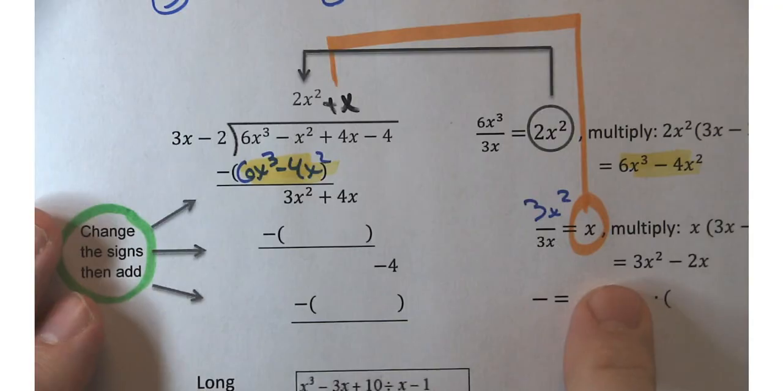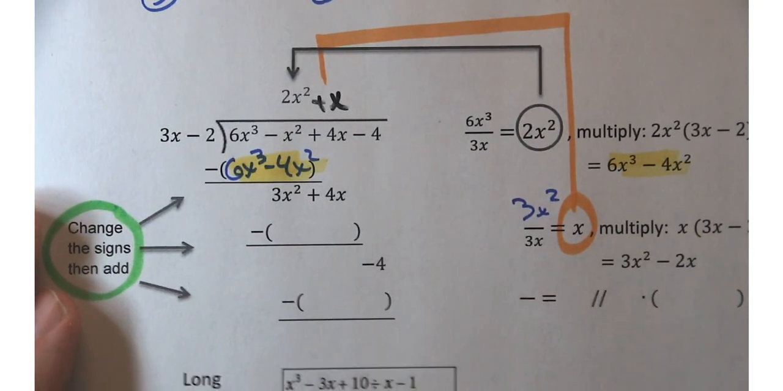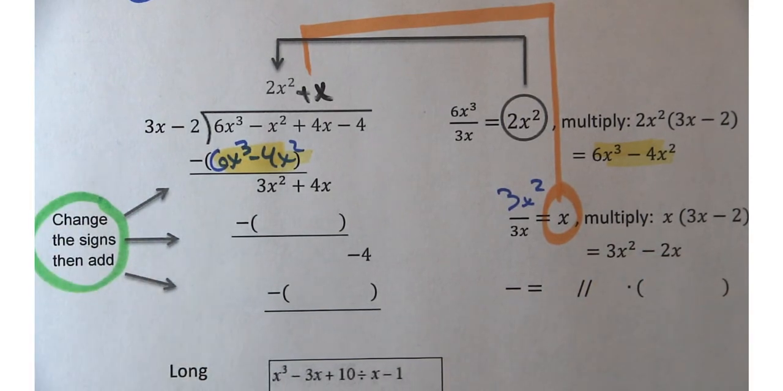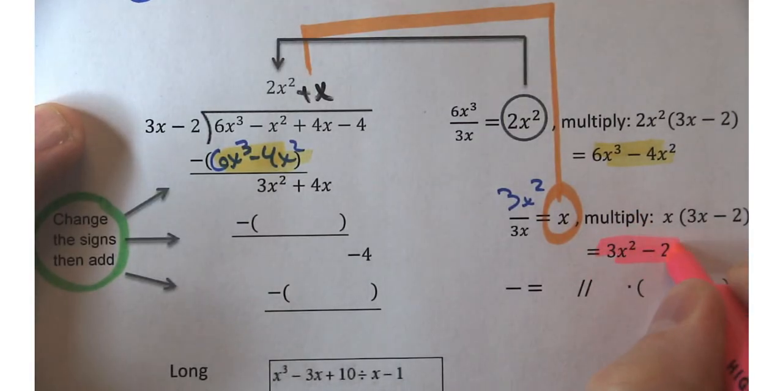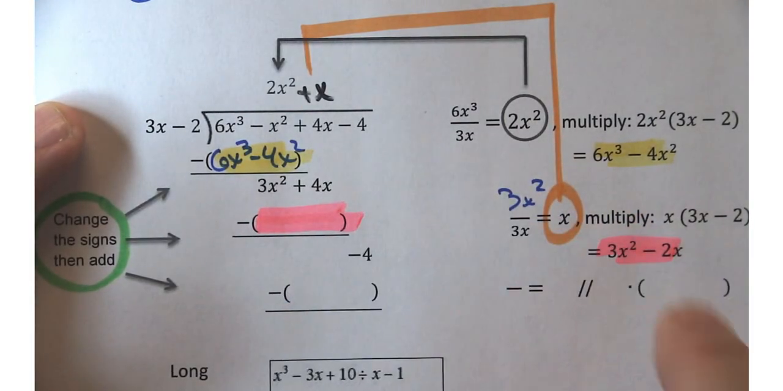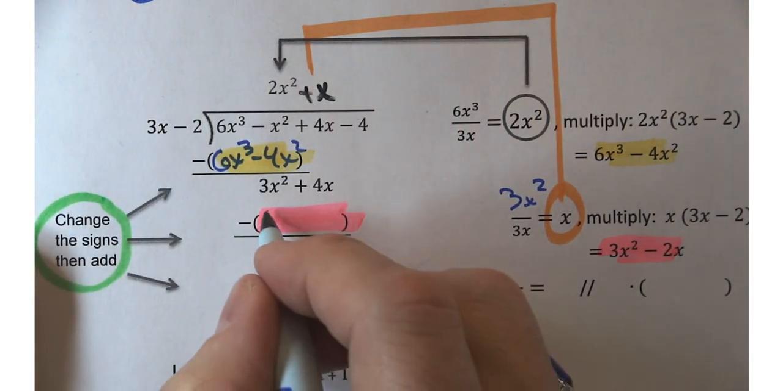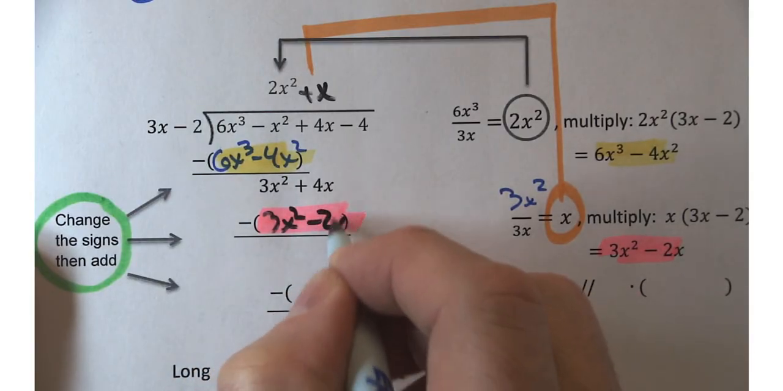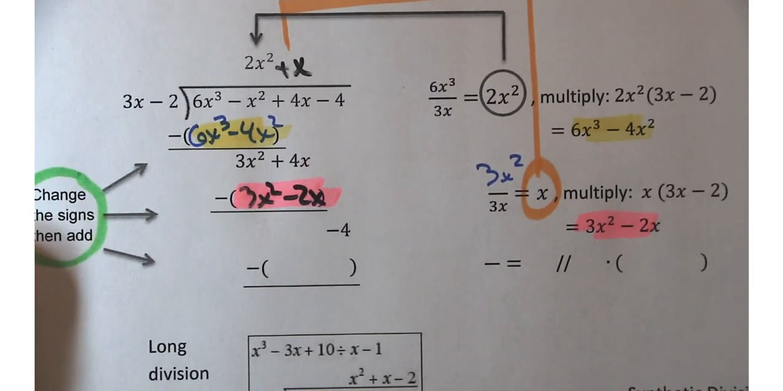All right. Now I'll take that x times this. That's going to give me 3x squared minus 2x. So let's put that in its appropriate spot. So that's going to go right here. I'm trying to keep these things color coordinated for you. So that's going to be a 3x squared minus 2x. Change the signs and add.